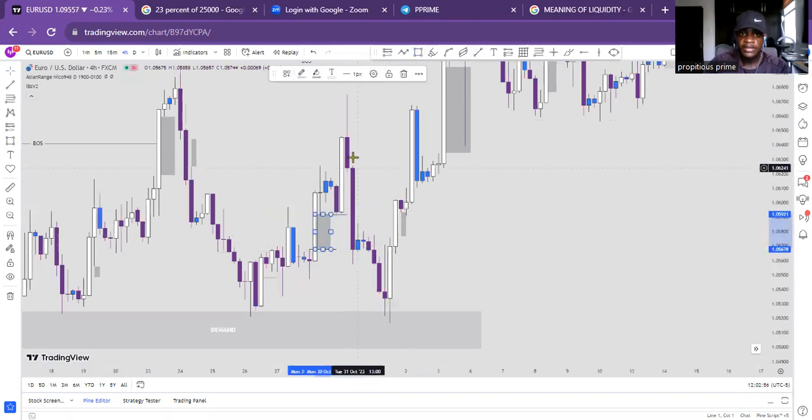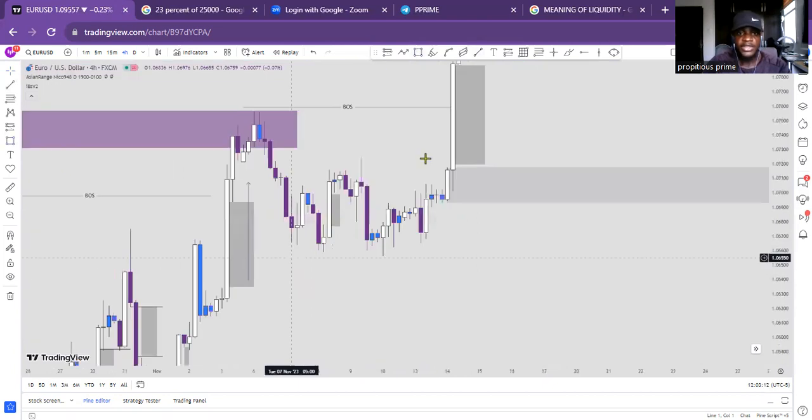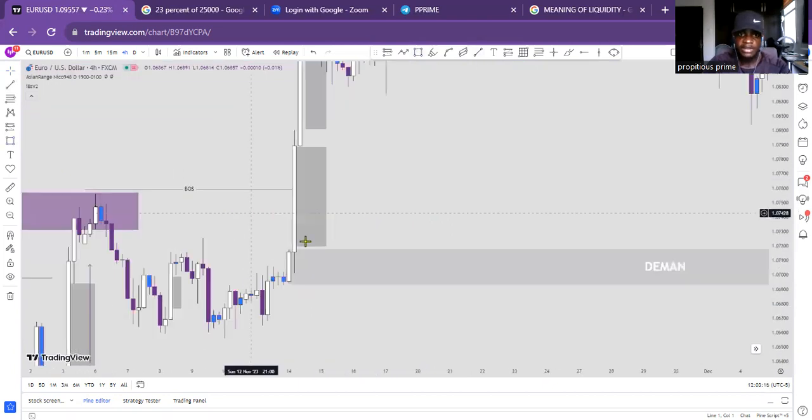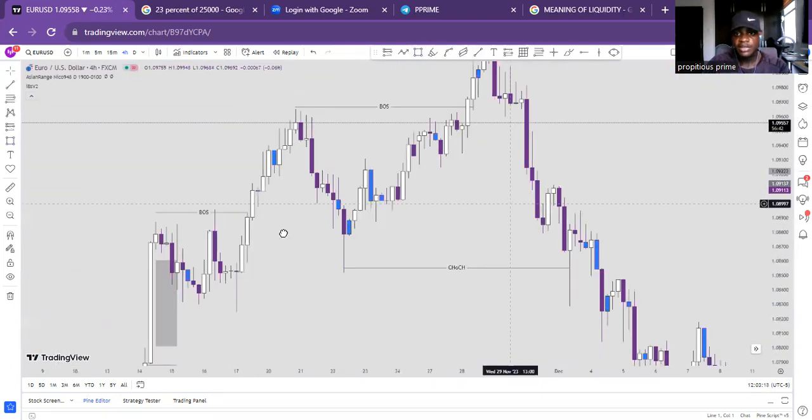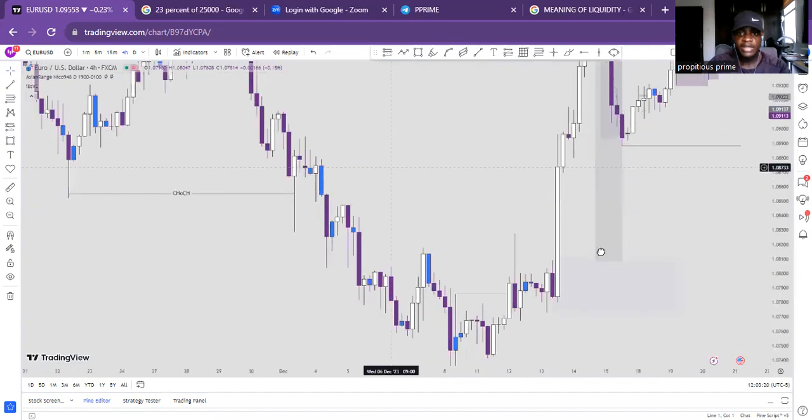All right, even here as well, you have this one, you have this one. So this is what we refer to as what? Fair value gap, or imbalance in the market. This is an imbalance in the market as well. I drew some of these when I was teaching my students. It's an imbalance in the market. So continuously like that, we have imbalance in the market.